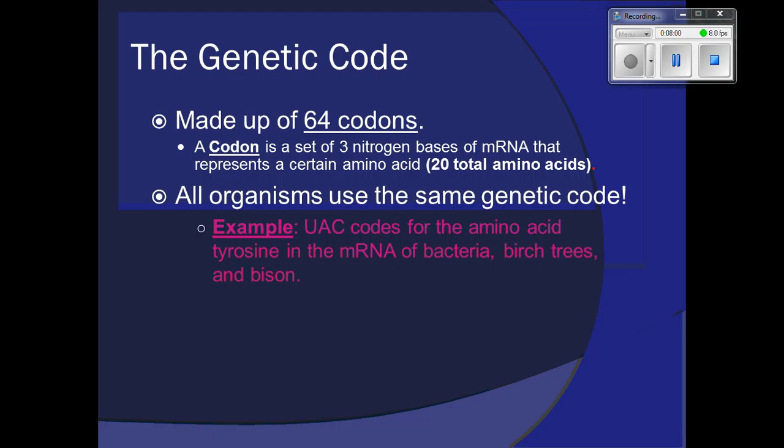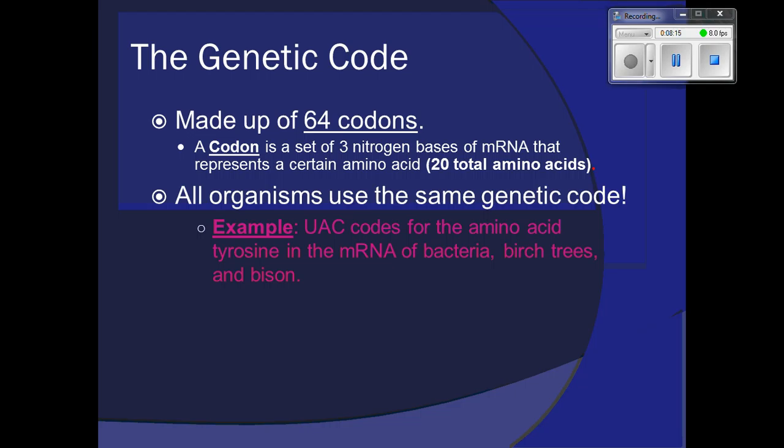So just to give you information about the genetic code, we have 64 codons. Every three bases on the messenger RNA makes up a codon. It's a set of 3 bases. We have 64 of them, which represents about 20 total amino acids in our body.